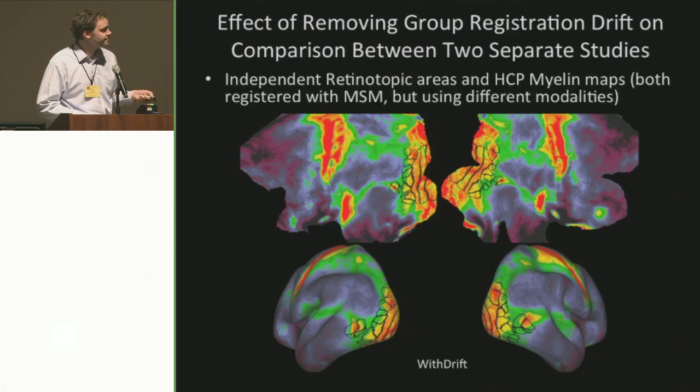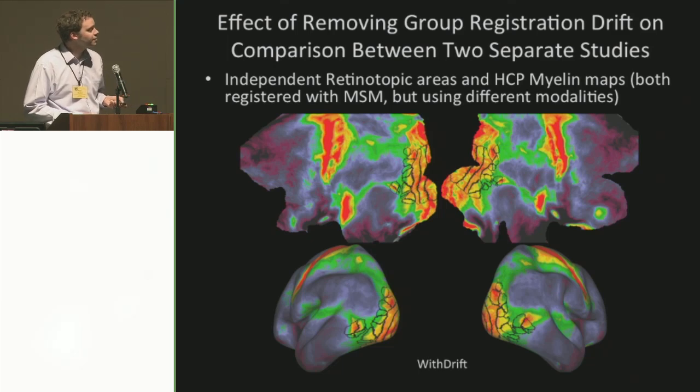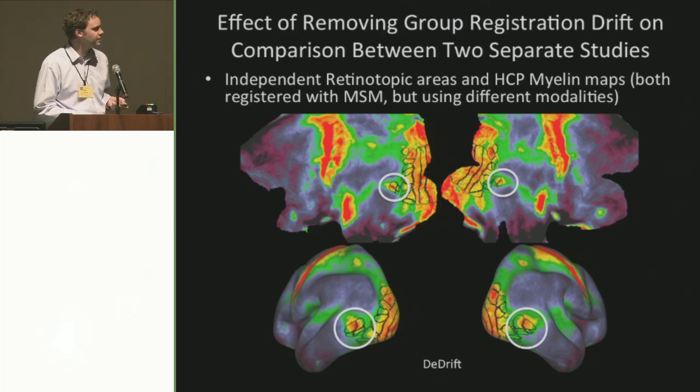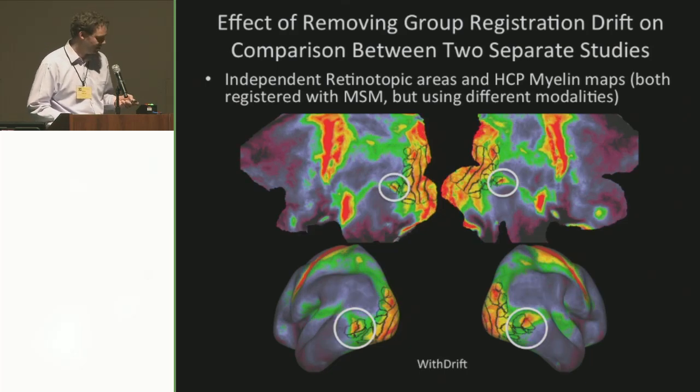So we're going to focus in here. So this is retinotopic areas and HCP myelin maps. Both have been registered with MSM, but using different information. So the retinotopic areas were registered using the areal definitions, and the myelin was registered using the resting state networks. We can see reasonable agreement in this MT plus complex area in the left and right hemispheres, but you also see it's a little bit asymmetric. But if we remove this drift, we see that the alignment actually gets better in both hemispheres and more symmetric. So I'll try to flip between them a few times so you can see that.